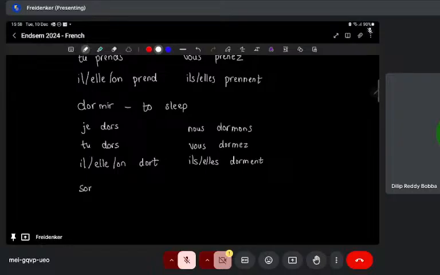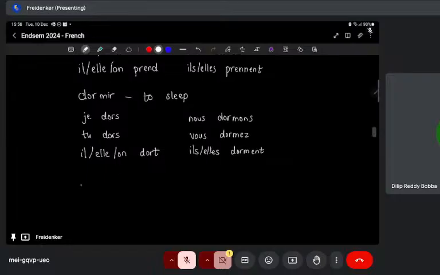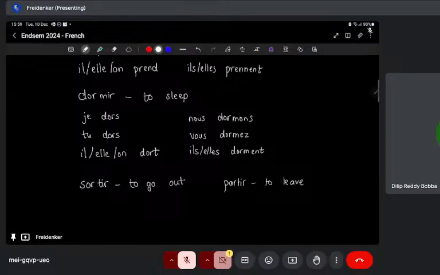The other verb is sortir and partir looks even like dormir. I think these three verbs, yes, these three verbs are very much similar. It's the same thing, I think. Sort, sortons. Okay, they're similar, but dormir is slightly different. So sortir and partir are basically like they have the same conjugation. So sortir is to go out, and partir is to leave. So conjugation goes like this.